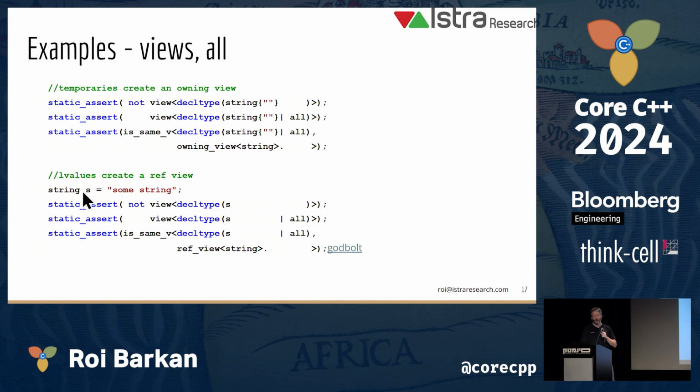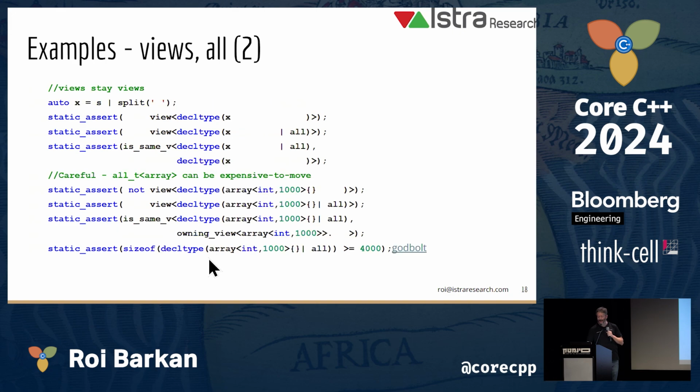If I create a string already that outlives my pipe, then again, the string itself is not a view. If I pipe it by all, it becomes a view, and the type is a ref view, okay? Understood? Let's get a little more complicated. If what I have is already a view, X is already a view, I already piped it through something, then it is a view. Piping it by all is just as doing nothing. It's the same as doing nothing.